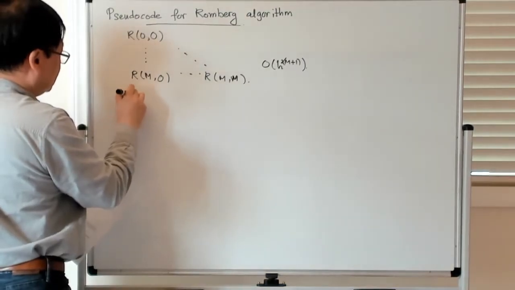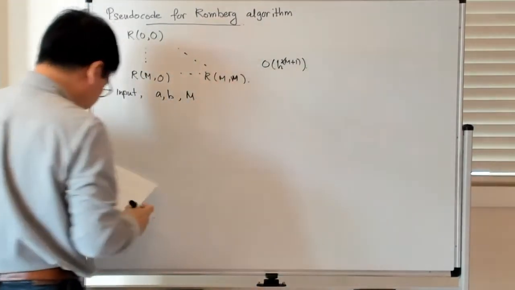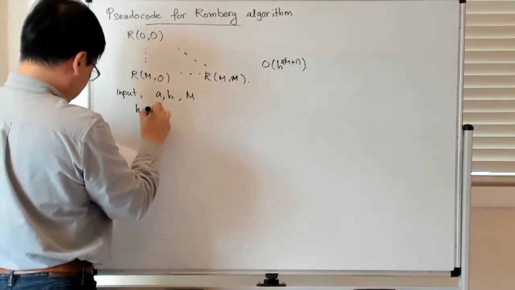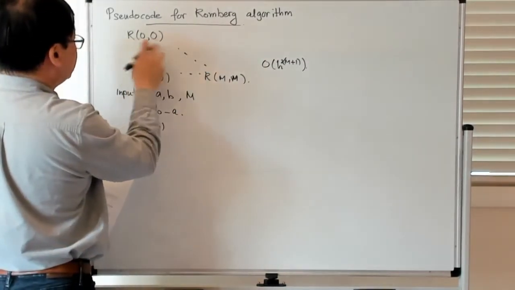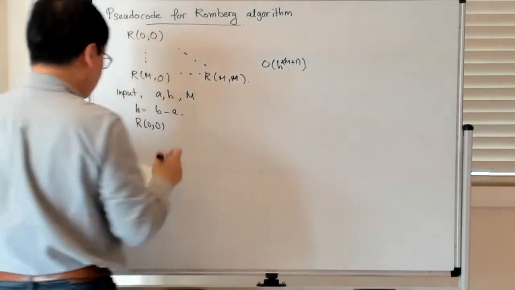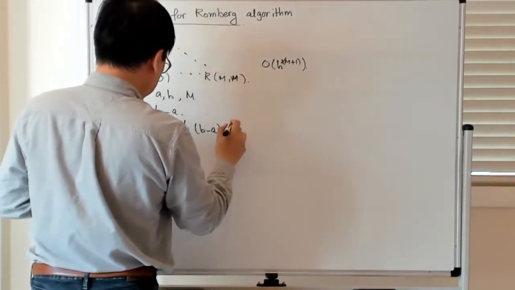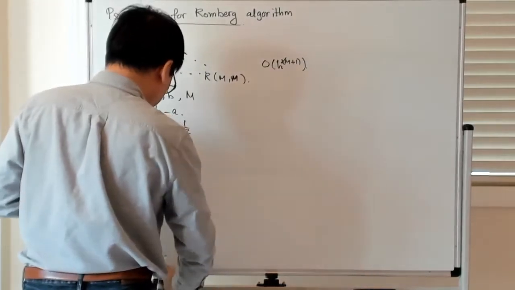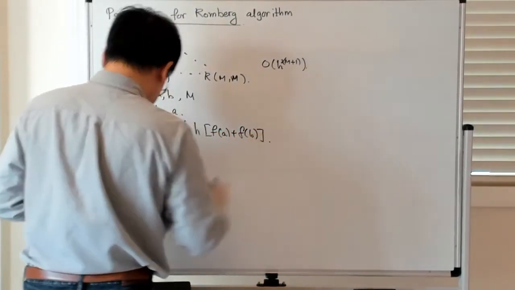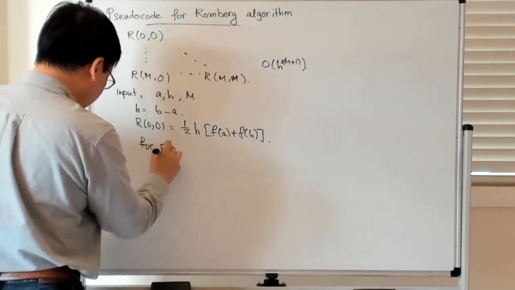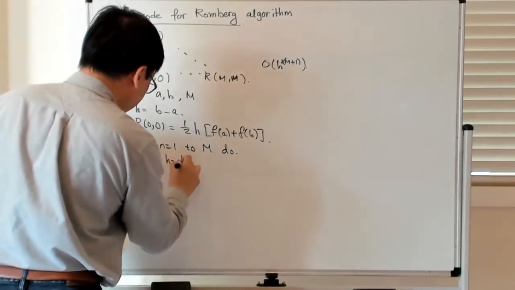Okay, so your input is as follows. You're given the limits of the integration, a and b, and you're given m, which is how many terms you want to compute. Then h is equal to b minus a, and R00, as you recall, is just the trapezoidal rule applied to this function. So this is equal to 1/2 of h times f evaluated at a plus f evaluated at b. Then for n equals 1 to m, you do the following. h becomes h over 2.